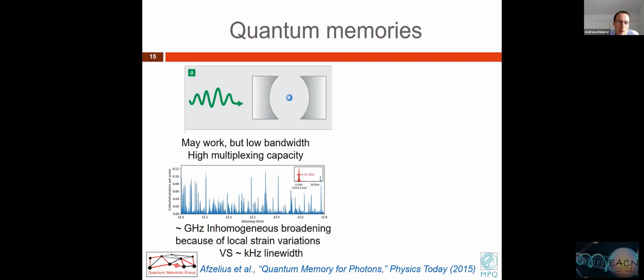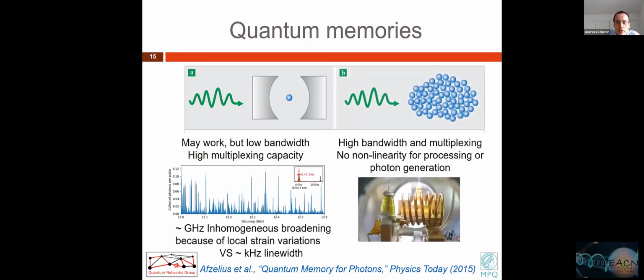There's also an alternative. You can also just use many of these dopants and use collective effects to enhance the emission. And this then gives you very high bandwidths. But unfortunately, this comes at the price that you don't have a non-linearity in these systems for processing or for single photon generation. It's then more difficult. But still, the setups, as you can see here, can be less complex than embedding dopants in a resonator.